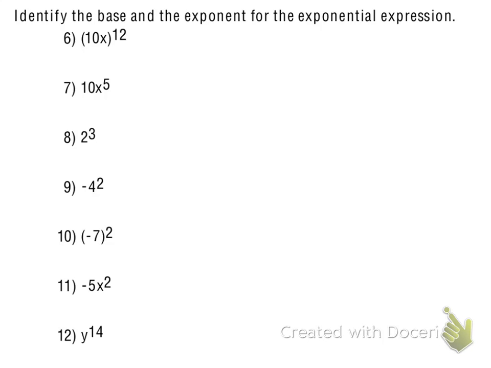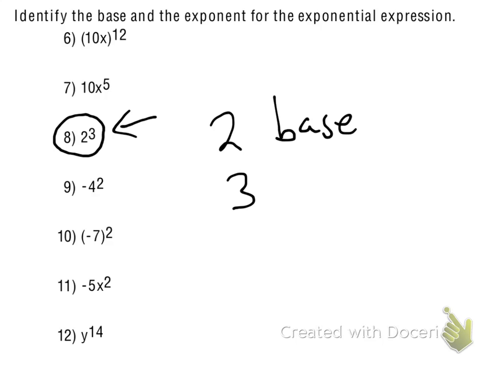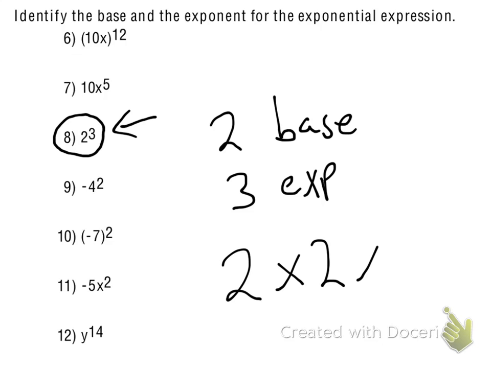Okay, identify the base and the exponent for the exponential expression. Let's start with question 8. It's the easiest one. The 2 is the base, the 3 is the exponent. Okay? If you had to work this out, it's 2 times 2 times 2. There's 3 of them. 2 times 2 times 2 is 8. Okay? So base and exponent.